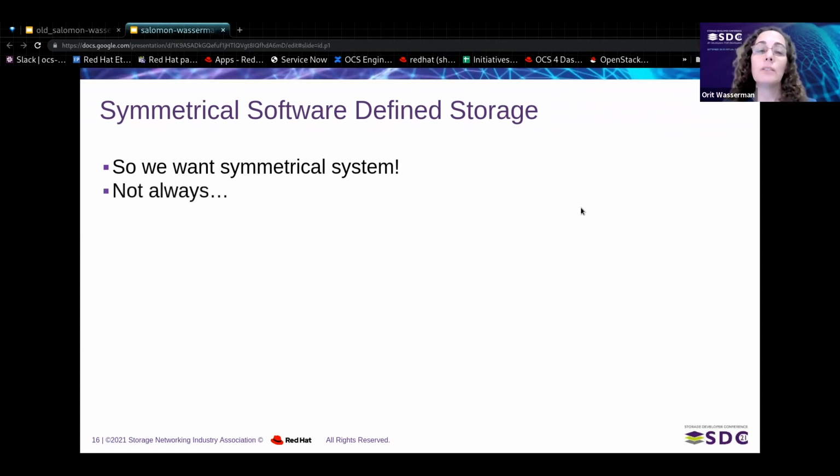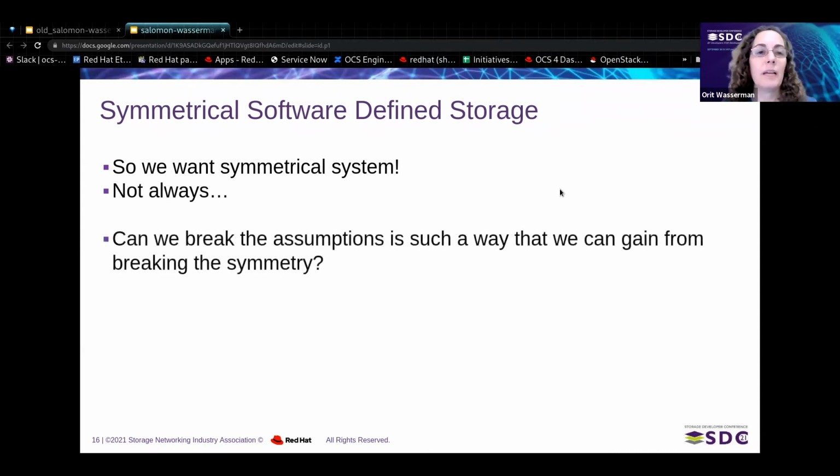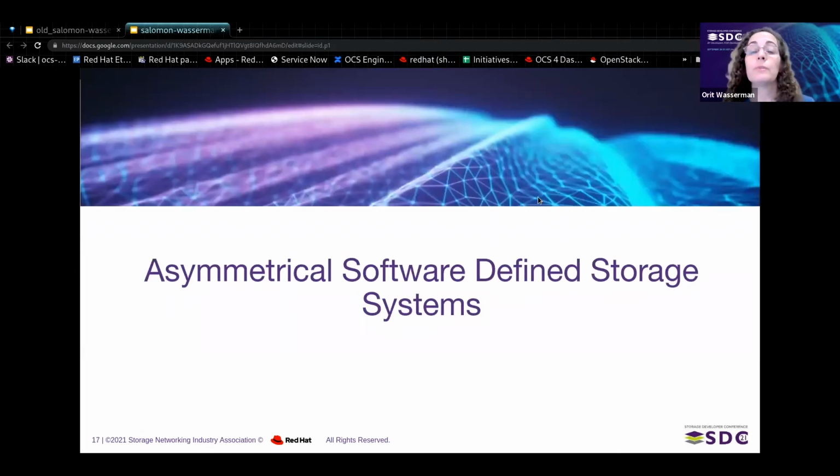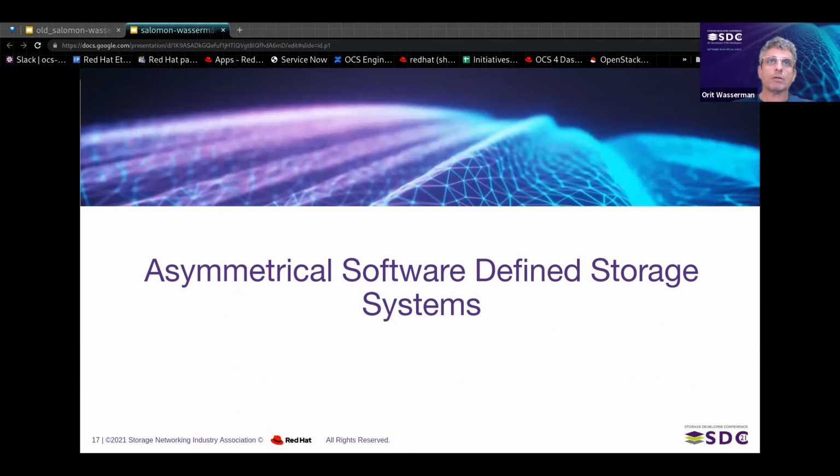But is there a use case to break that assumption? Can we design an asymmetrical software-defined storage system that will still gain from breaking that assumption? And the answer is yes. And now switching to Joss, who will talk about asymmetrical software-defined storage systems. So let's start breaking our assumptions.